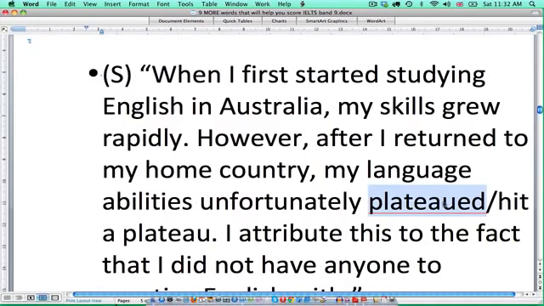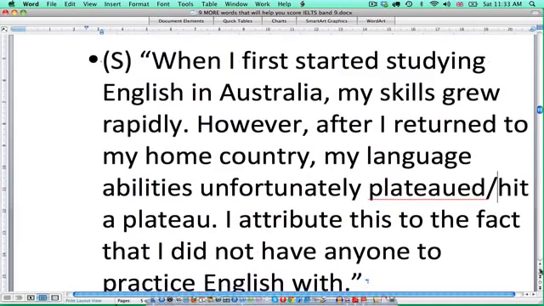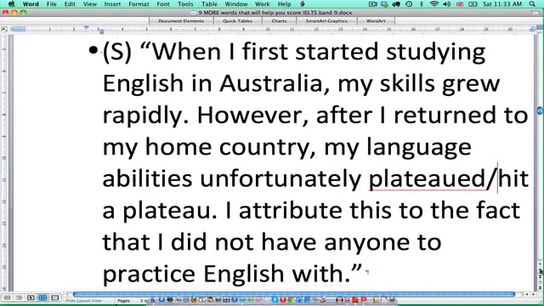Okay, just to show how you could use it as a verb, or hit a plateau, it could also be used as a noun. And I know my spell checker is showing this is incorrect. It is actually correct. I just don't think it's in my Microsoft Word dictionary. I attribute this to the fact that I did not have anyone to practice English with.